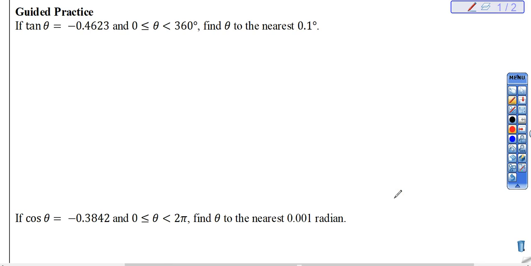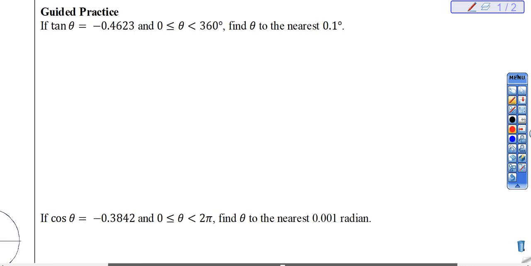If tangent of theta is negative 0.4623, did you hear me? Tangent theta is negative 0.4623, and theta is between 0 and 360 degrees. Find theta, all of the thetas, to the nearest tenth of a degree. So the first thing I'd want to verify is that my calculator is in degrees and not radians, because I'm being given the interval in degrees, and I want my answer to the nearest tenth of a degree. So check your calculator mode.